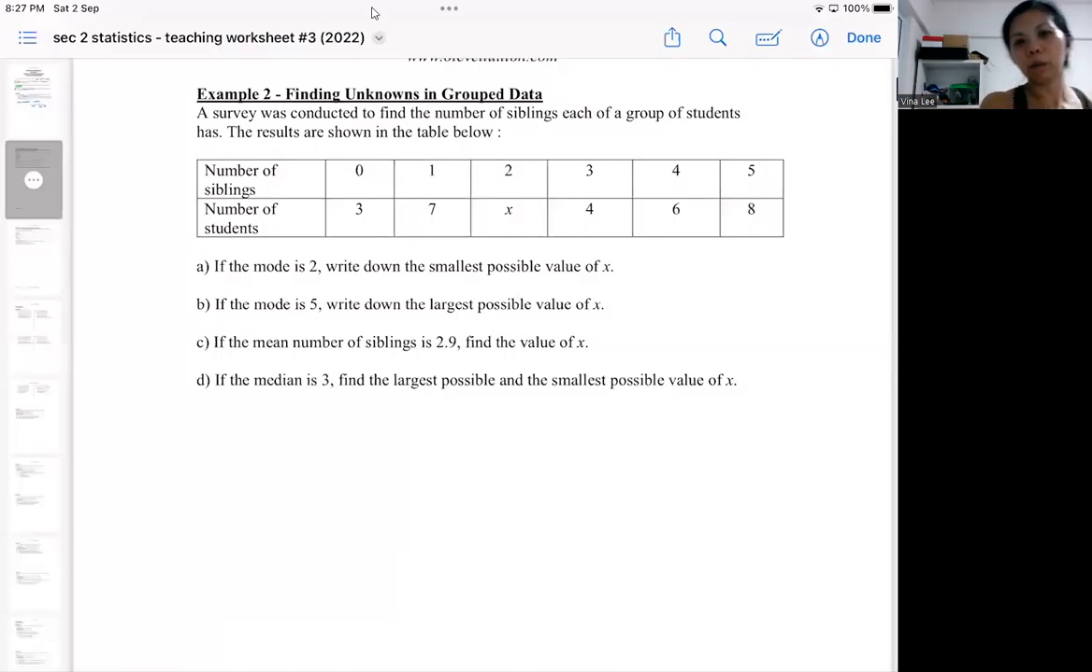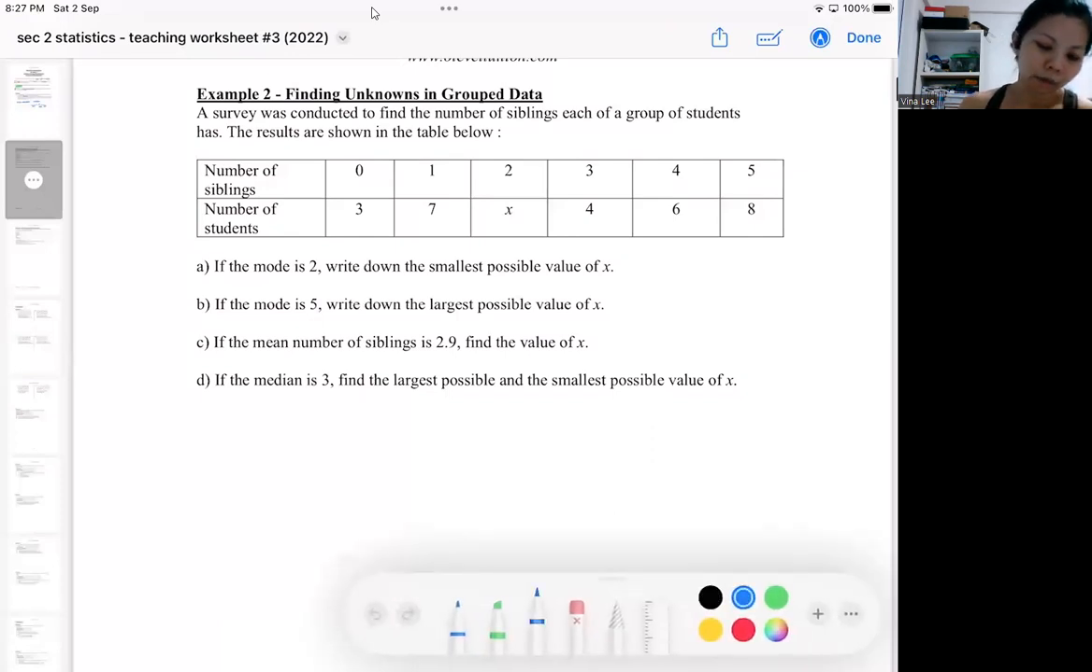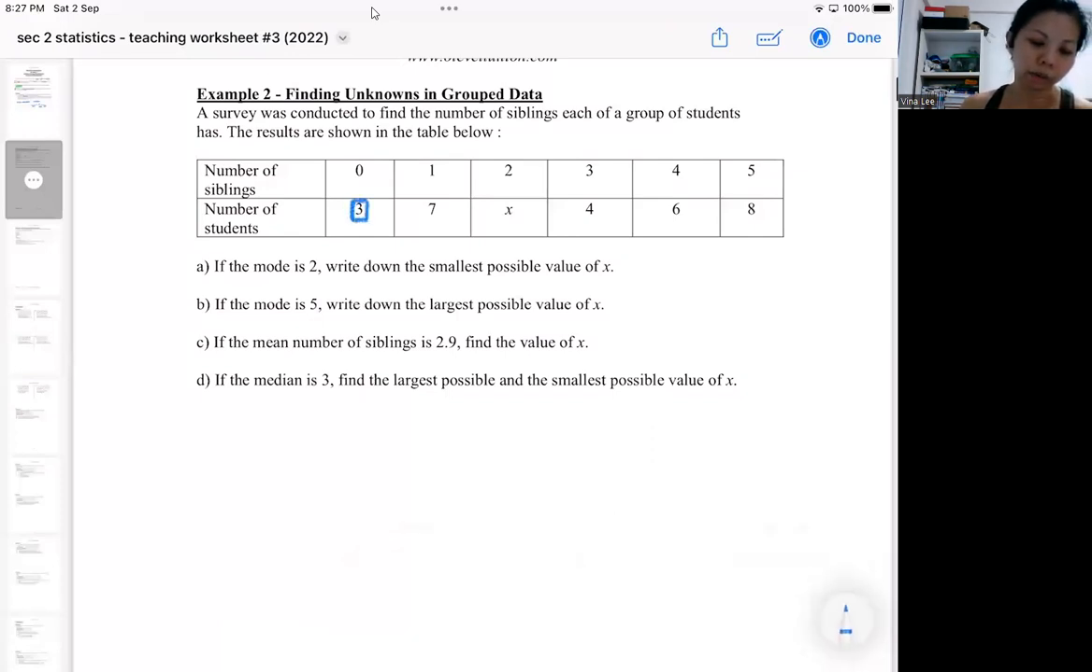In this example, I'm going to show you how to work backwards. If you look at the data set, it is meant for a survey to find the number of siblings that each group of students has. They present the data in a table, for example, how many students have 0 siblings. So we have 3 students with 0 siblings.